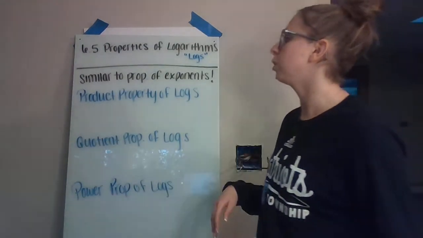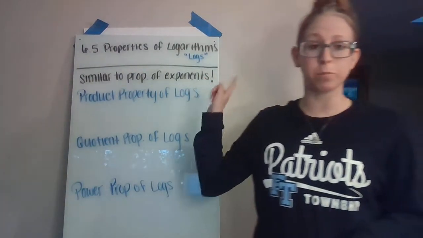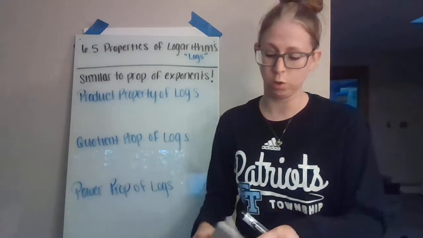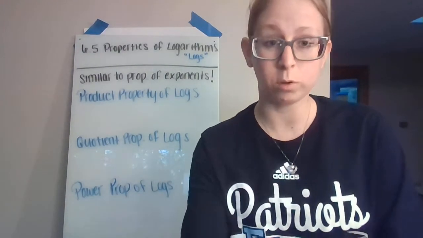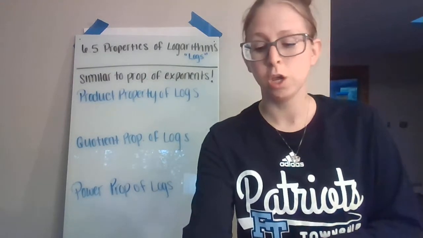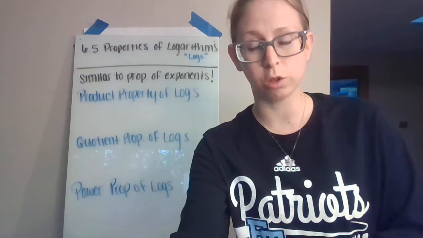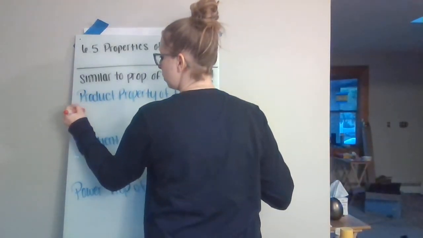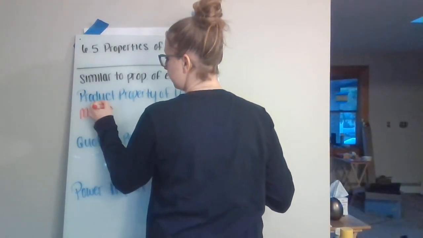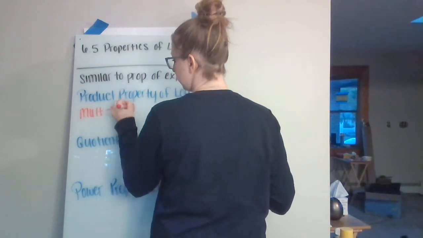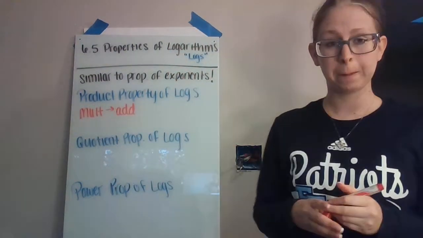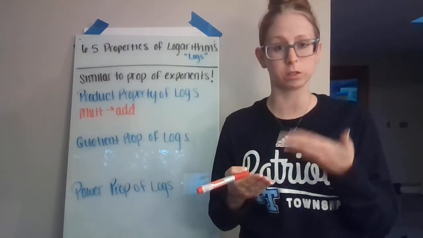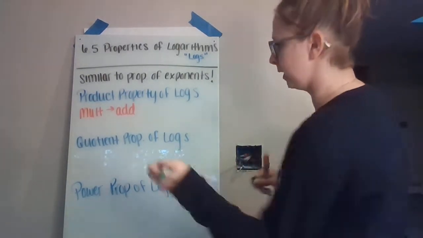So the properties of logarithms are very similar to the properties of exponents, where you have the product property of logs, which, if you remember, product means multiplication. For exponents, the rule is when you multiply, you add. So that's the same rule that applies here, except now instead of exponents, it's going to look like logarithms. So let me give you an example.